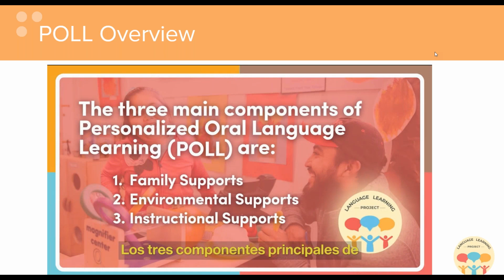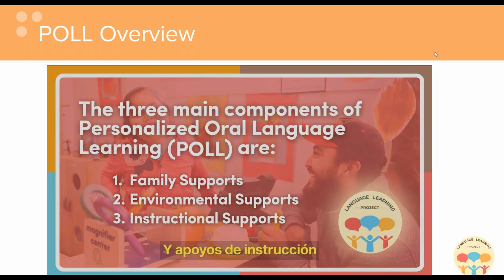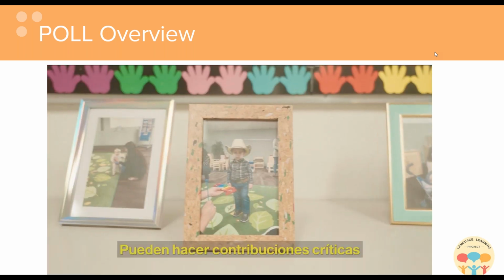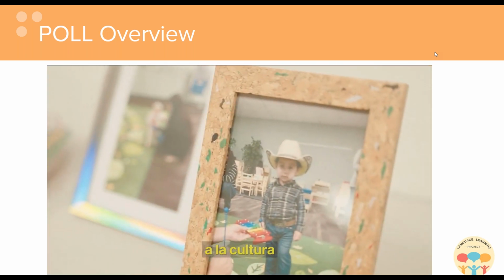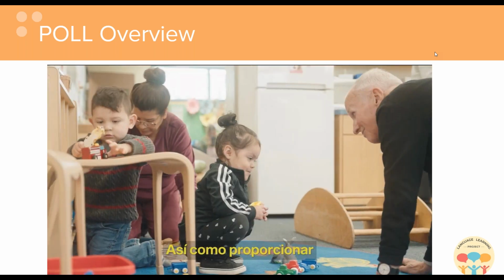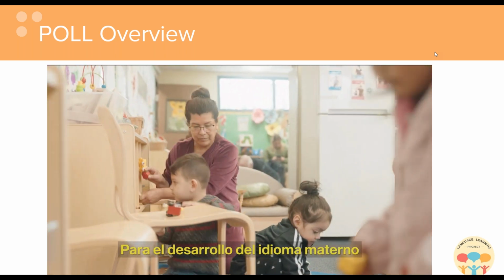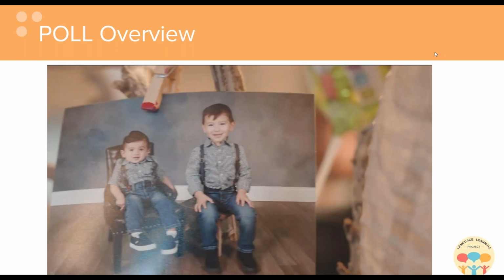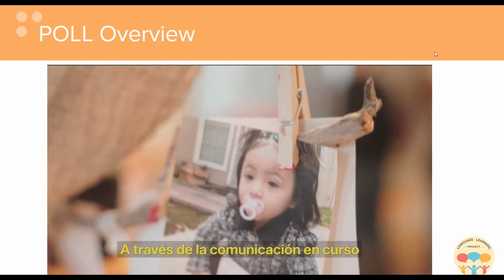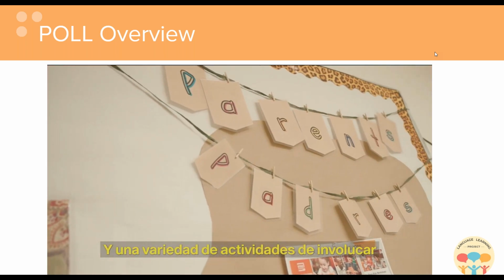The three main components of personalized oral language learning, POL, are family supports, environmental supports, and instructional supports. Families are the most important partners in supporting their child's learning and development. They can make critical contributions to the cultural and linguistic richness of early learning settings, as well as provide the daily support necessary for both home language and English language development. POL provides concrete strategies for supporting families through ongoing communication and a variety of engagement activities.